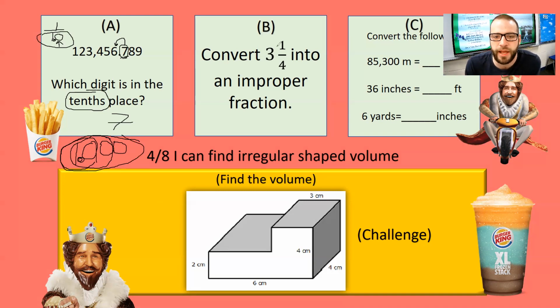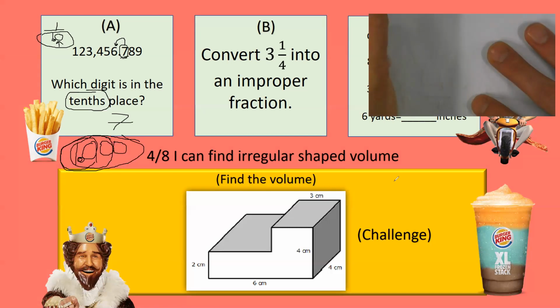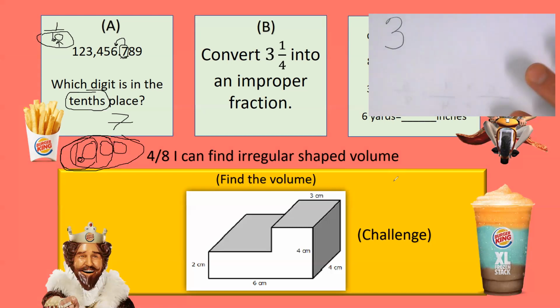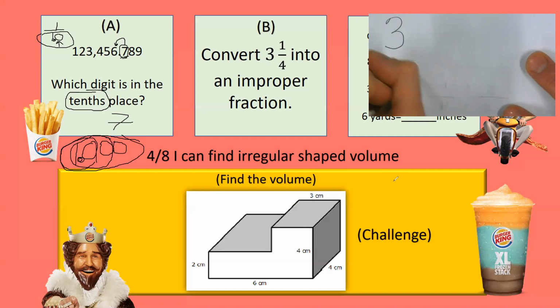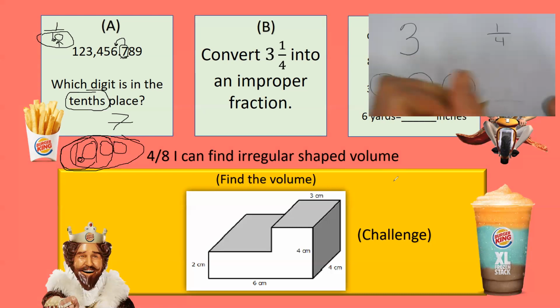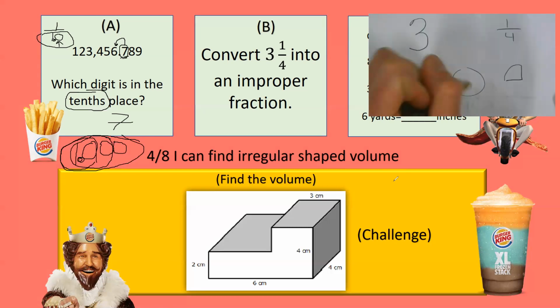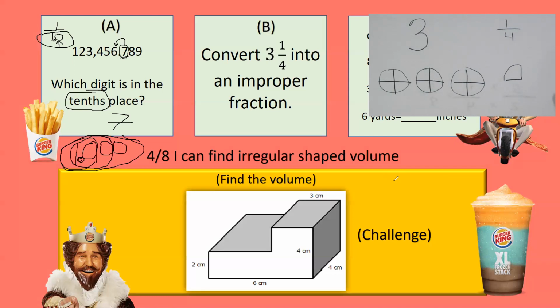Now converting 3 and 1/4 into an improper fraction. Well, remember that you have 3 wholes, right? And if we drew little circles to represent that, it would look like that. And then you also have a 4th. If we draw a circle to represent that, it would look like that, right? So the 3 wholes, each whole is worth how many fourths? 4 fourths, 4 fourths, 4 fourths. So how many total fourths do we have?